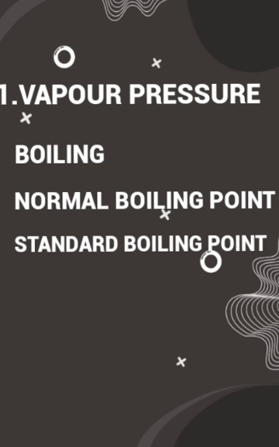The temperature at which vapor pressure of the liquid is equal to the external pressure is called the boiling point of the liquid at that pressure. If the pressure is measured in atmosphere, that is at 1 atmosphere, the boiling point is called normal boiling point. And if the pressure is 1 bar, then the boiling point is called standard boiling point.